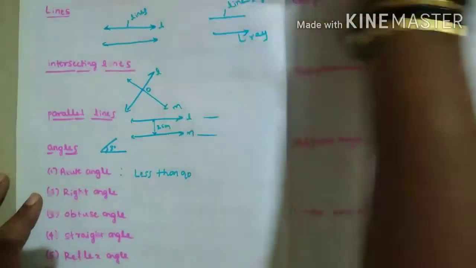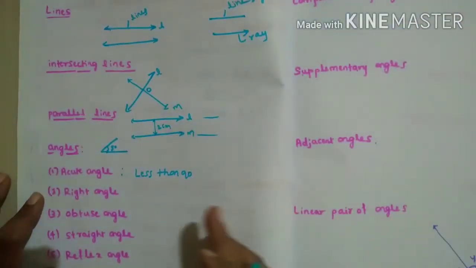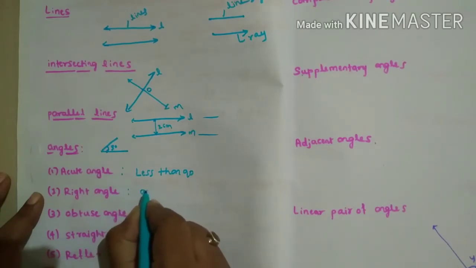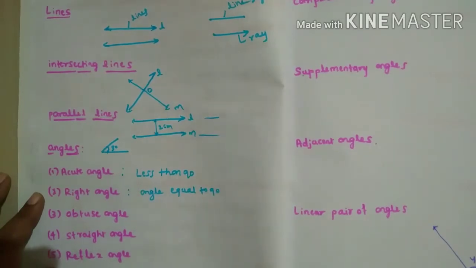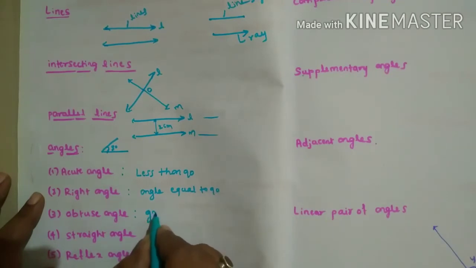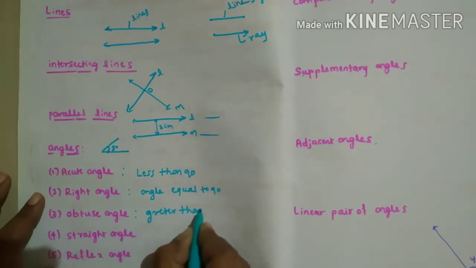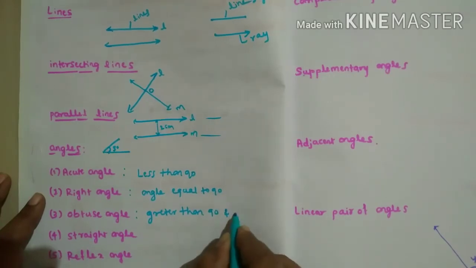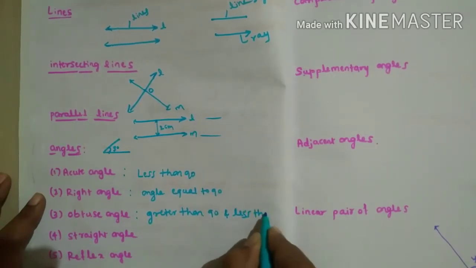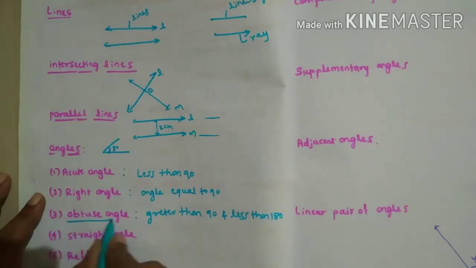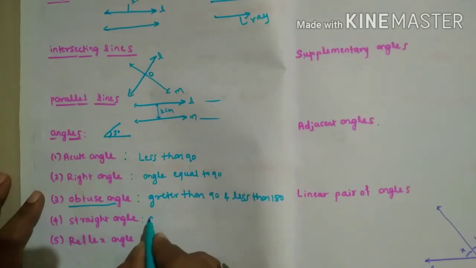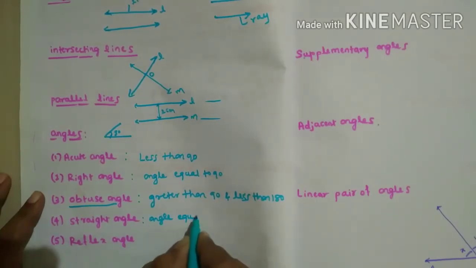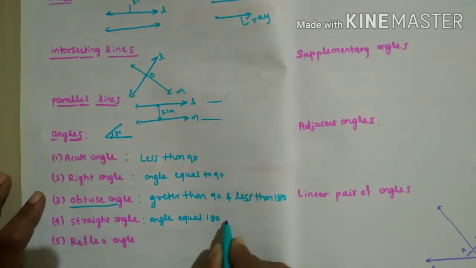Then right angle means angle equal to 90 degrees is called a right angle. Then obtuse angle means greater than 90 degrees and less than 180 degrees is called an obtuse angle. Then straight angle. Straight angle means the angle equal to 180 degrees. Angle equal to 180 degrees is called a straight angle.